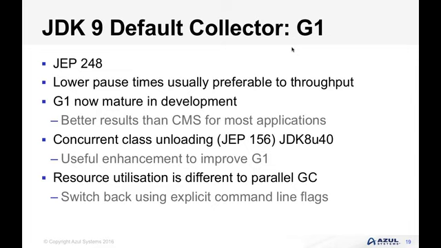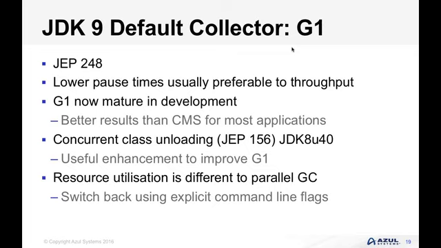So it makes sense to have G1 as the default collector now. The other thing is that there are some more recent changes around G1. Concurrent class unloading was implemented in JDK 8 update 40, again was JEP 156, and that was a good performance improvement for G1 that again made it more useful in terms of the default collector.